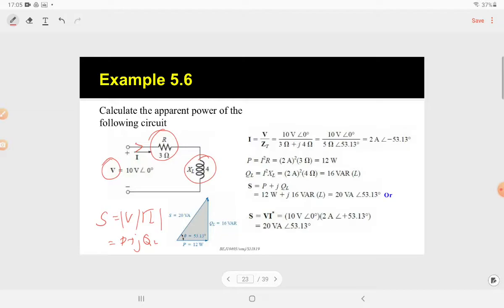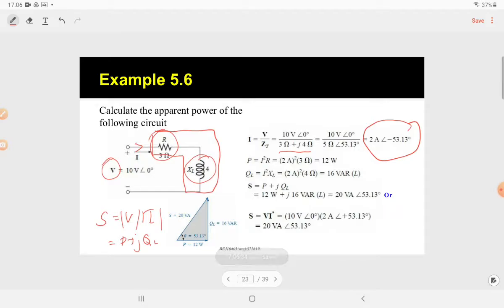All right, so we start. S equal to VI, so you can find I by using V divided by Z total. V is 10 volt with the phase angle 0 degree, divided by Z total. Z total is R in series with the inductor, so you have 3 plus j4 ohm for the load impedance. By dividing these two values, you get the current value, given here in phasor form.